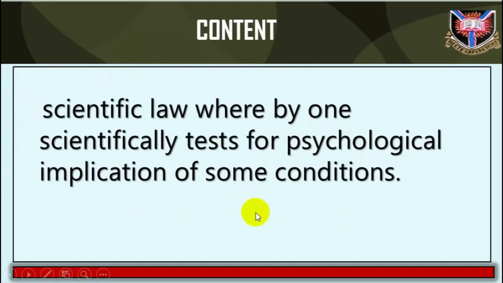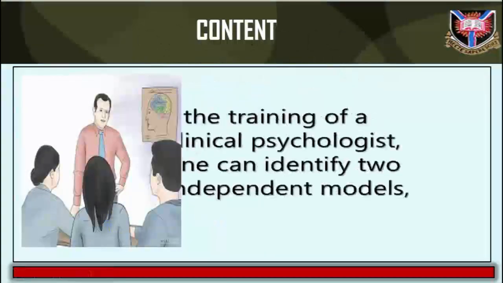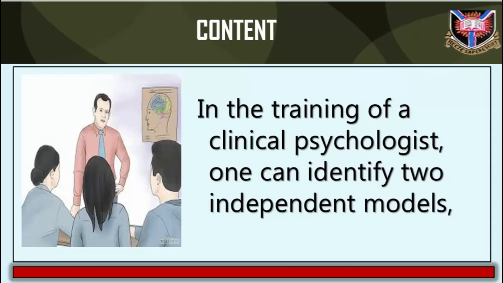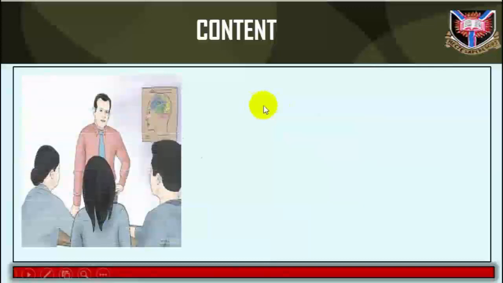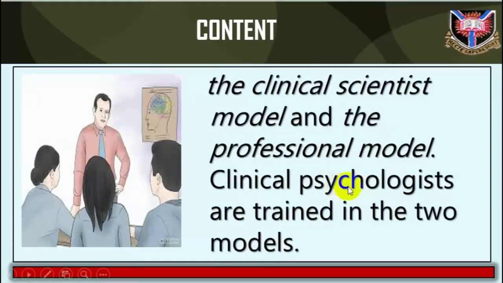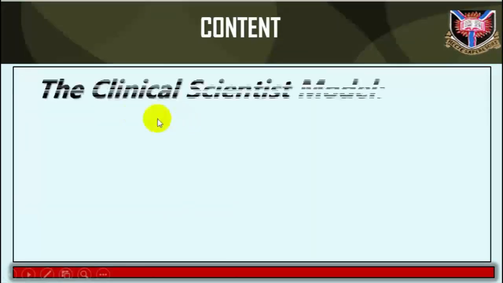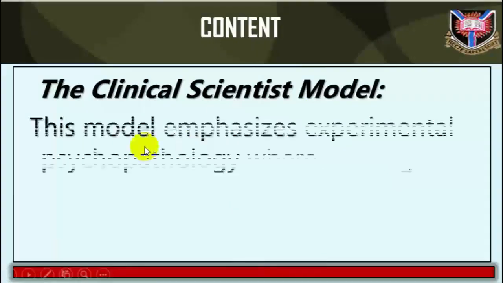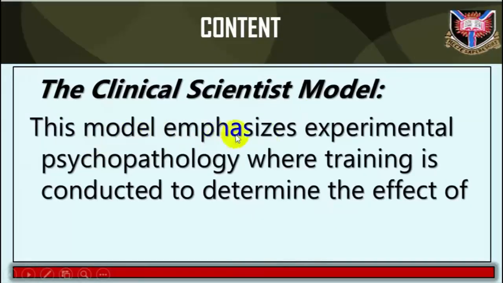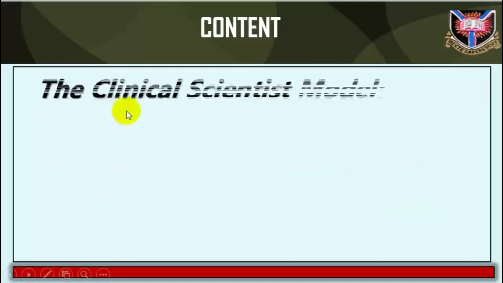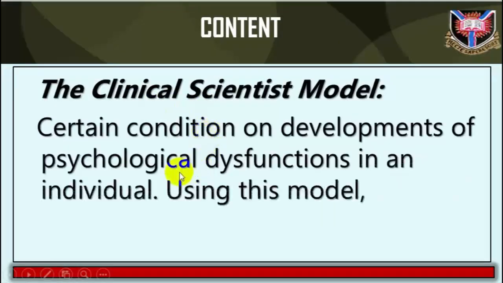In the training of a clinical psychologist, one can identify two independent models, the clinical scientist model and the professional model. Clinical psychologists are trained in the two models. The clinical scientist model. The model emphasizes experimental psychopathology, where training is conducted to determine the effect of certain conditions on development of psychological dysfunctions in an individual.